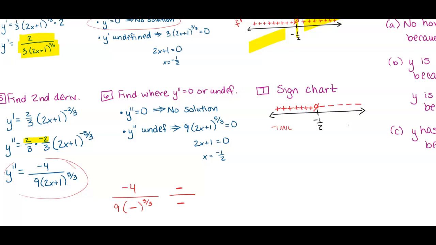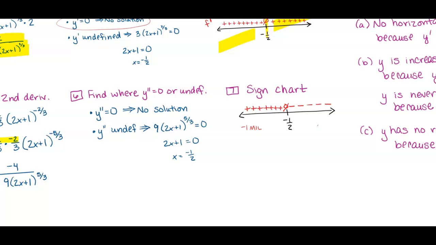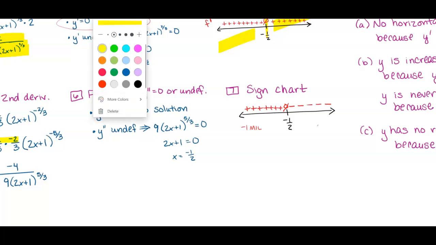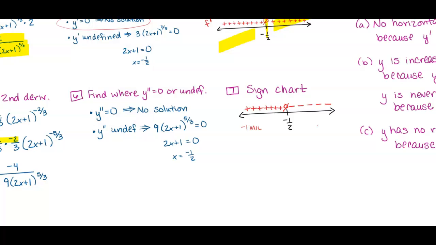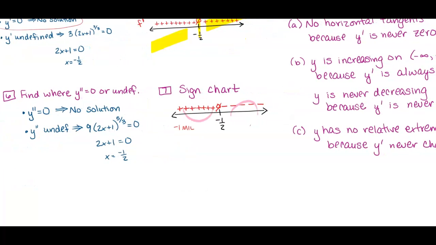So undefined at negative 1/2, but it's a positive second derivative to the left of that, and it's a negative second derivative to the right. So what that tells me, it's not about increasing and decreasing this time. It's about concave up and concave down. So what we know is that this is increasing all the time.